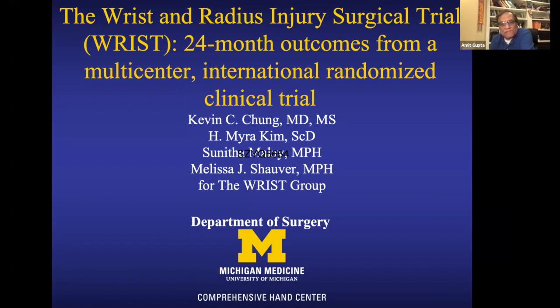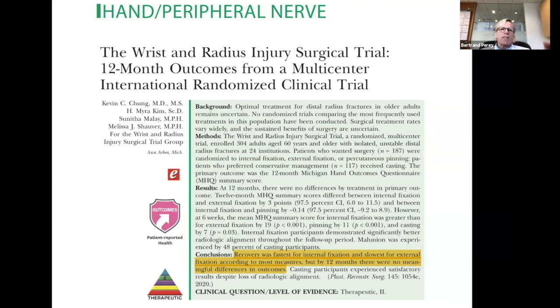I was involved in one of the multi-center studies that Kevin Chung did. It was the WRIST study, where we had multiple centers looking at outcomes in patients over the age of 60 years old with multiple different types of fixation. This is a big brother paper of the small sister, small brother. This is a 12-month outcome that was first published in Hand and peripheral nerve, and the 24-month outcome was recently published. It was presented at the OTA by myself this fall.